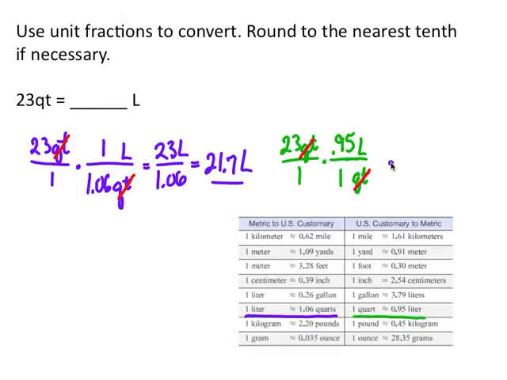And for this one, we're just multiplying straight across. So with this one, we get 21.9 liters if we round to the nearest tenth. And you can see they're off by just a little bit here.